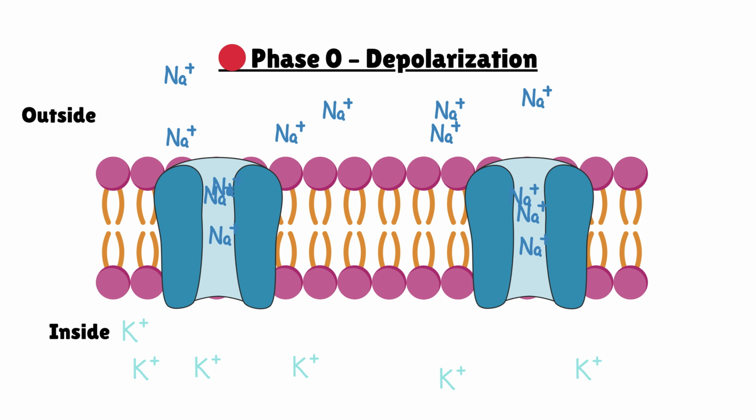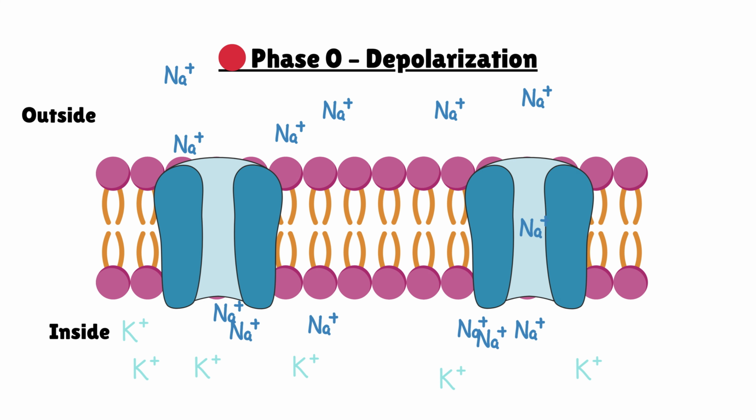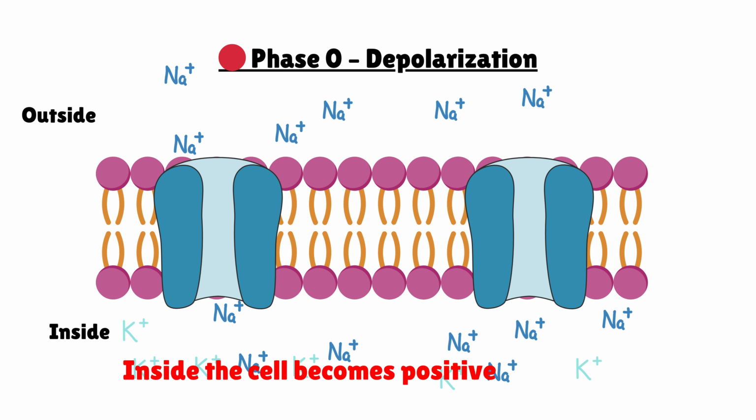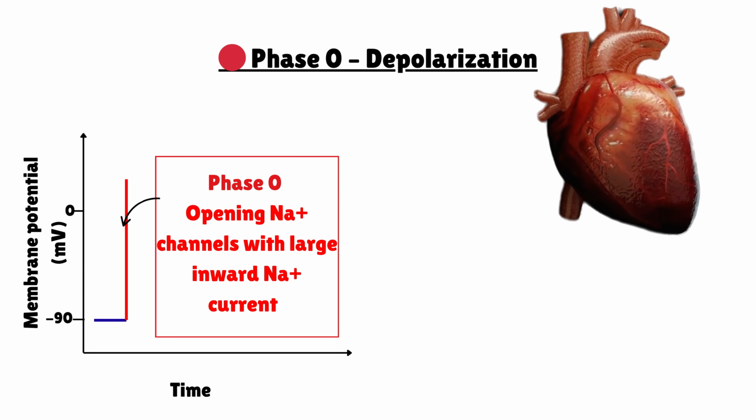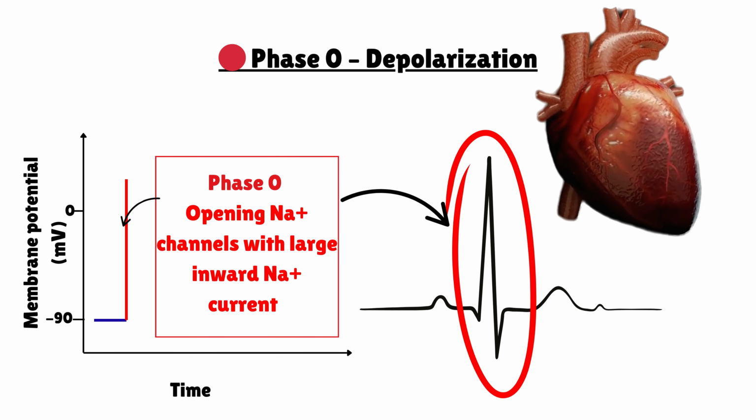Phase 0. Depolarization. A signal arrives. Sodium channels open and sodium ions rush into the myocyte. The inside becomes positive. This causes the muscle to contract. This is shown as the QRS complex on the ECG.